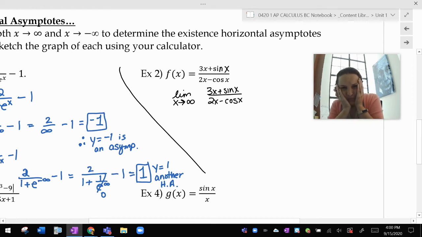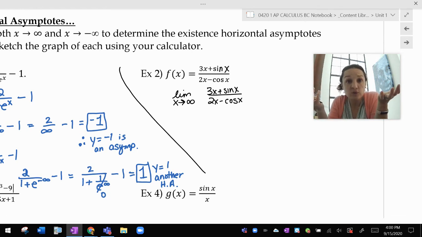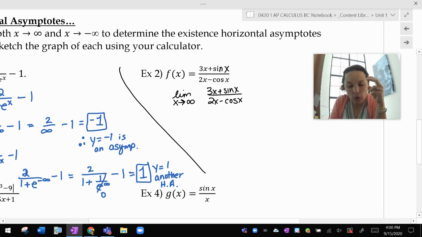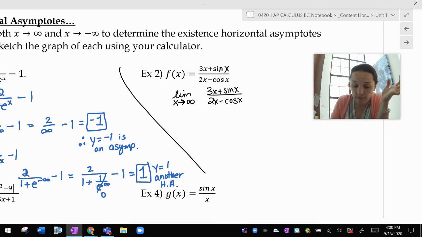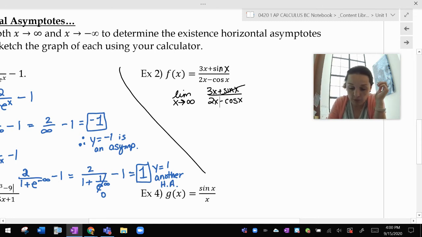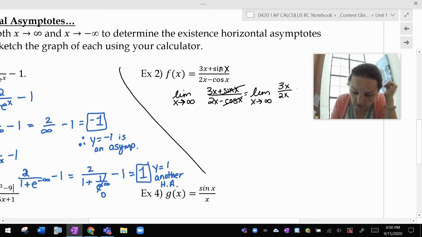As x approaches infinity, sine oscillates. But here's the thing: sine oscillates between 1 and negative 1. So up here, when I plug infinity in for x, I have 3 times infinity, and then I'm adding 1, subtracting 1, adding a half, or subtracting a half. Nobody cares. This is like spit in the ocean. Same with the cosine on the bottom. So this is the same as the limit as x approaches infinity of 3x over 2x, which is 3 halves. So y equals 3 halves is one of our asymptotes.